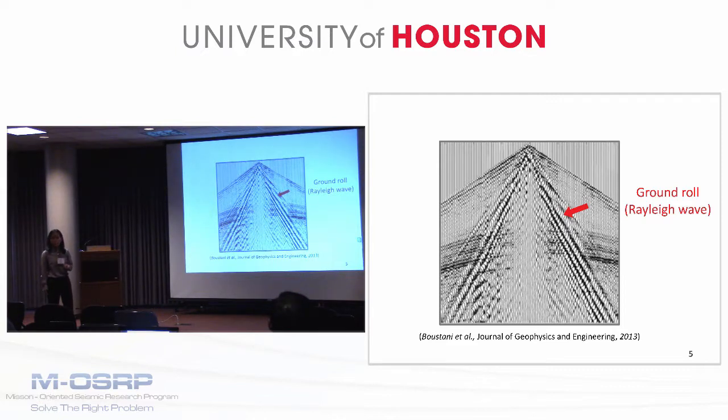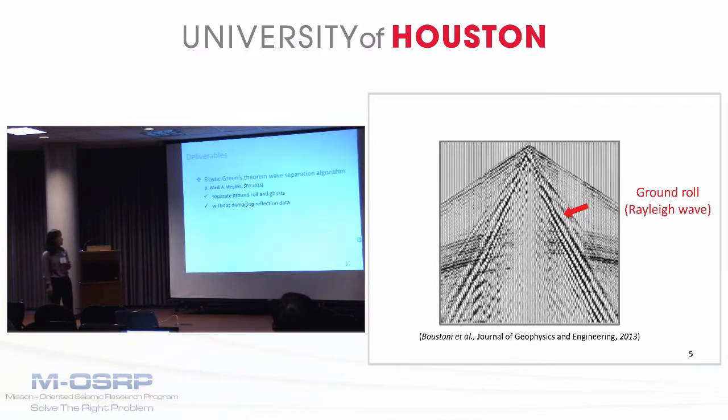So the current methods, like the linear filter method, can remove the ground roll, but often at the expense of damaging the reflection data. For whatever your processing objectives are for the reflection data, multiple removal, depth imaging, you do not want your reflection data damaged. So this work is providing that essential prerequisite.